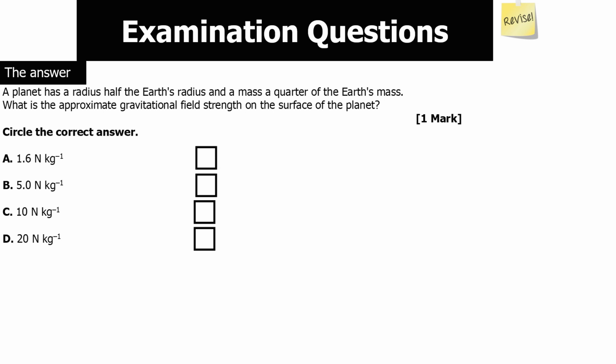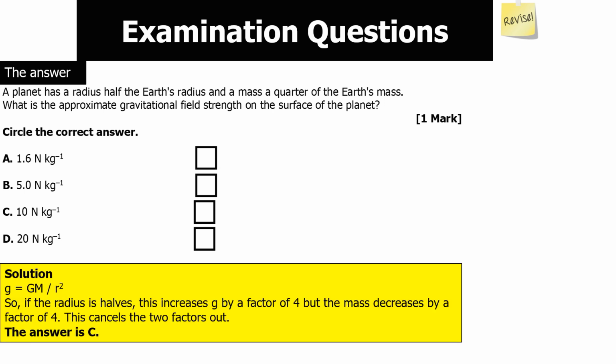Right, so for this question we know that the gravitational field strength is equal to GM over r squared. That's from the equation sheet. So this tells us that if the radius halves, then g will increase by a factor of 4 because g is proportional to 1 over r squared. We know that the mass decreases by a factor of 4, so the two effects cancel each other out, so g is going to be unchanged, and we know approximately on Earth that g is 10 newtons per kilogram, so the answer is C.